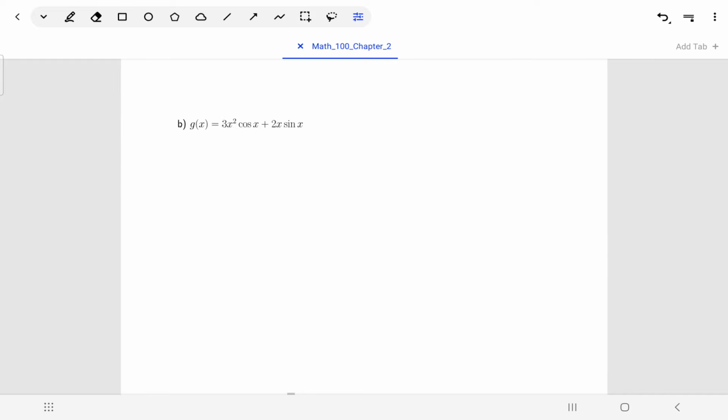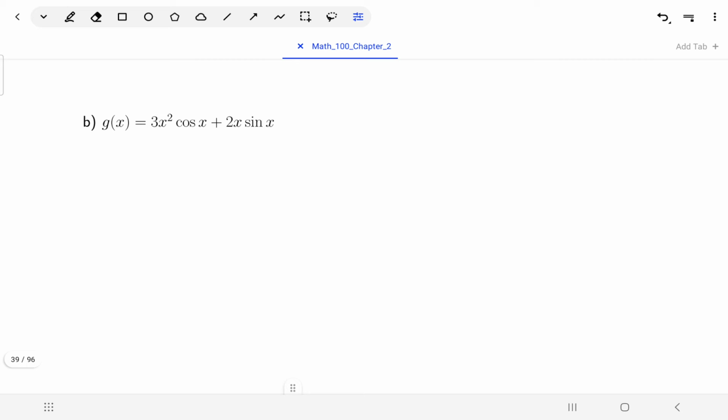Okay, so one more. For this one, I've got two terms, and in each of the terms we have a product. The first term is 3x squared times cosine of x, so I'll have one product rule to do there. And then I'll have another product rule to do for that second term. I have 2x times sine of x.